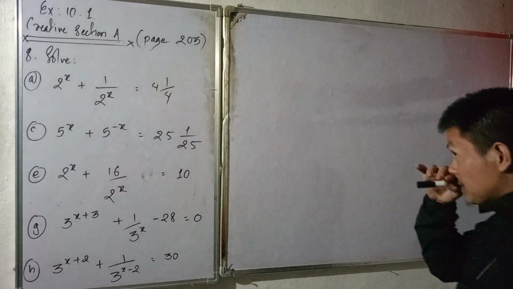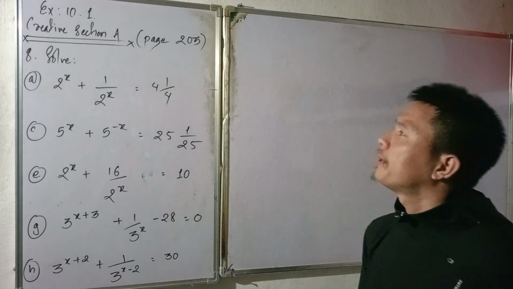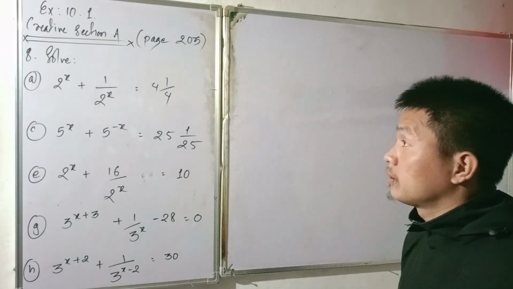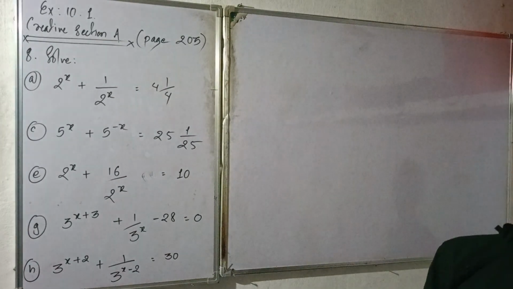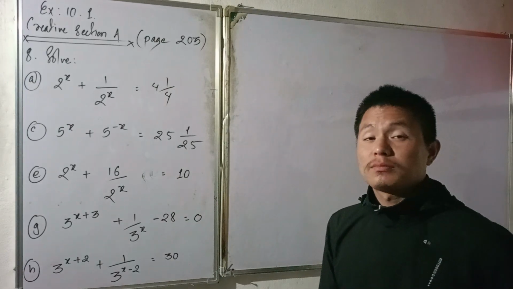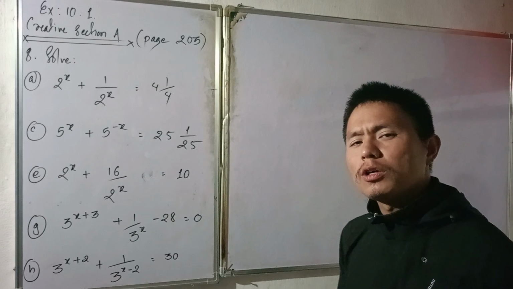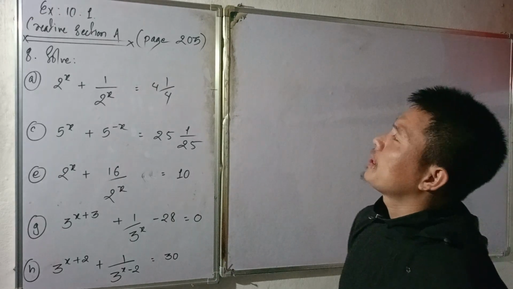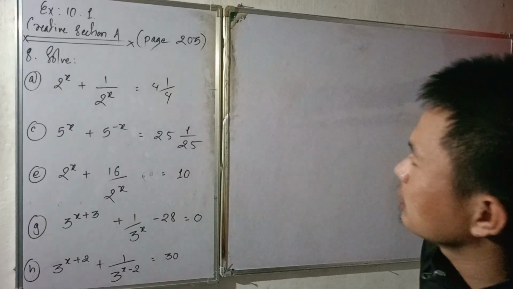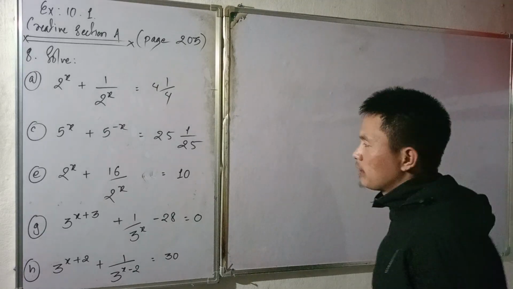We just recently finished the exponential equations, the general sections. Now today we are going to start the creative section. General section we have just finished. Now we are going to start creative section A, page number 203, exercise 10.1. So let's go into it without any further delay.